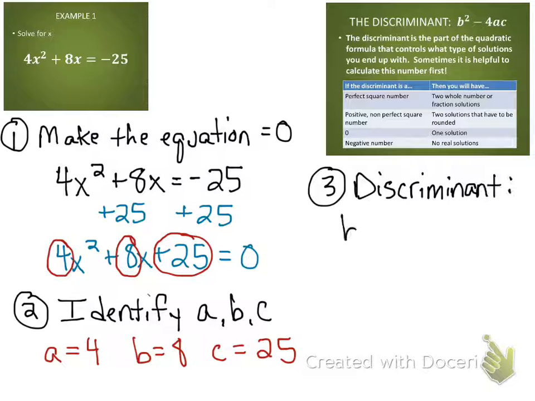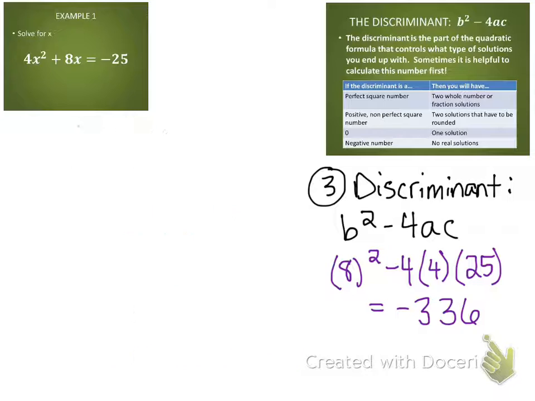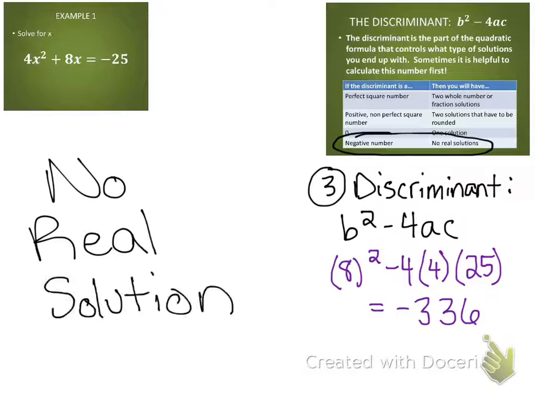Next, I'll find the discriminant so that I can tell what kind of solutions I'm going to get. b squared minus 4ac would give us 8 squared minus 4 times 8 times 25, and that calculates to negative 336. Looking at my discriminant table, that's a negative number, and so I'll have no real solutions. At this point, there's no need for me to take this process any further because I already know that I'm going to end up having to take the square root of a negative in the process.